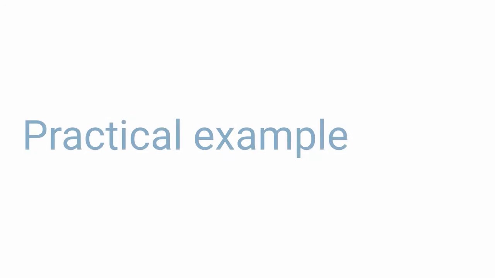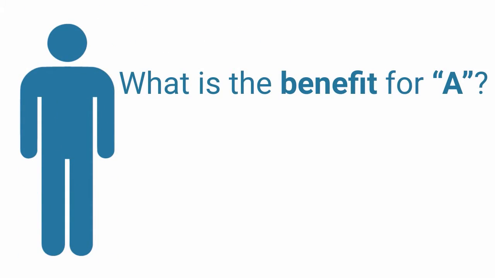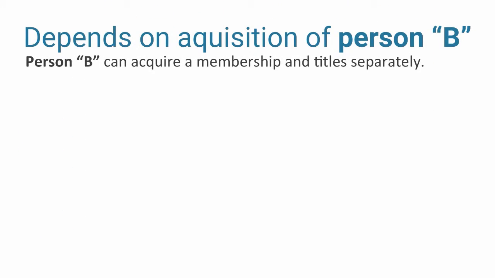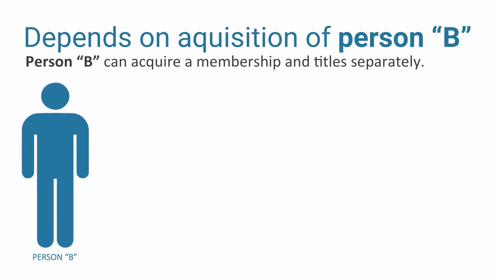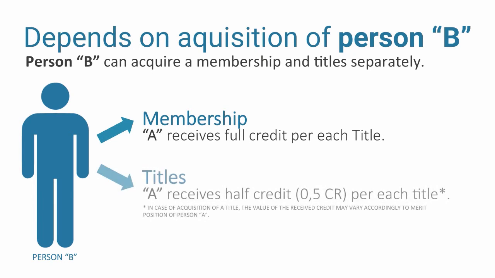In practice, it would be better to see the example when person A invites person B. Why is it profitable to invite people in KulClub? Because the inviter receives credits from the referrals. How many? It always depends on what membership and how many additional titles person B buys. A membership person B buys provides person A with a full credit for each title included in person B's membership. Any additional title person B buys provides person A with a half of the similar credit.